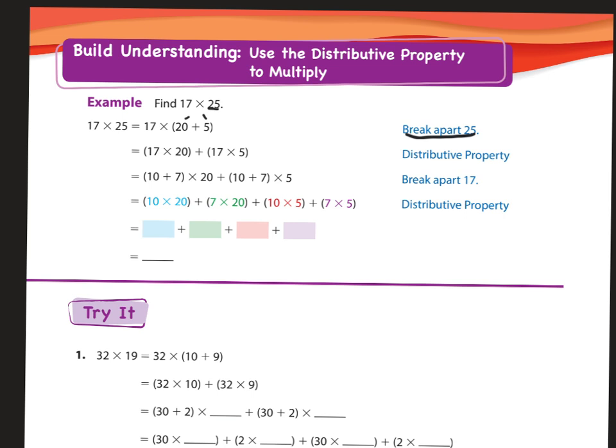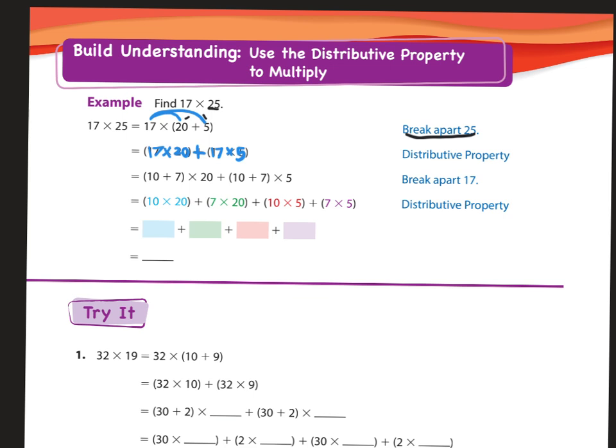Okay, let's see what the next step is. Now they are distributing the 17 to the 20. So they're multiplying 17 times 20. And then they are distributing the 17 to the 5. So they're saying 17 times 5. And when we add those together, we will find our answer.